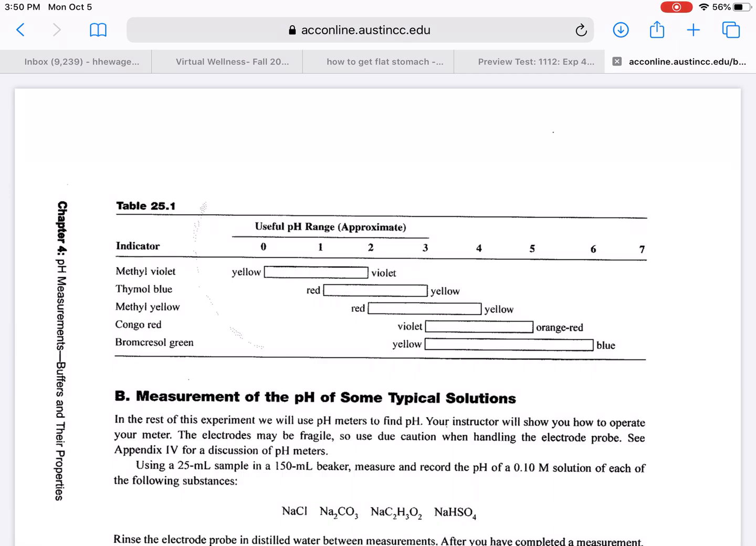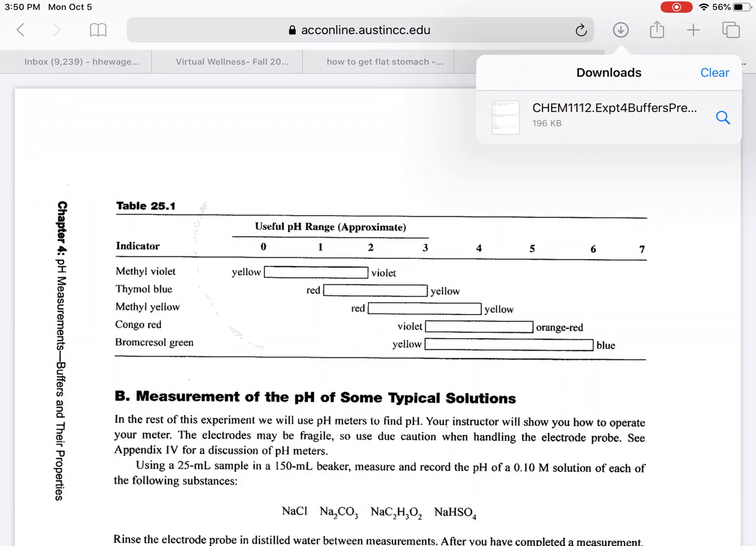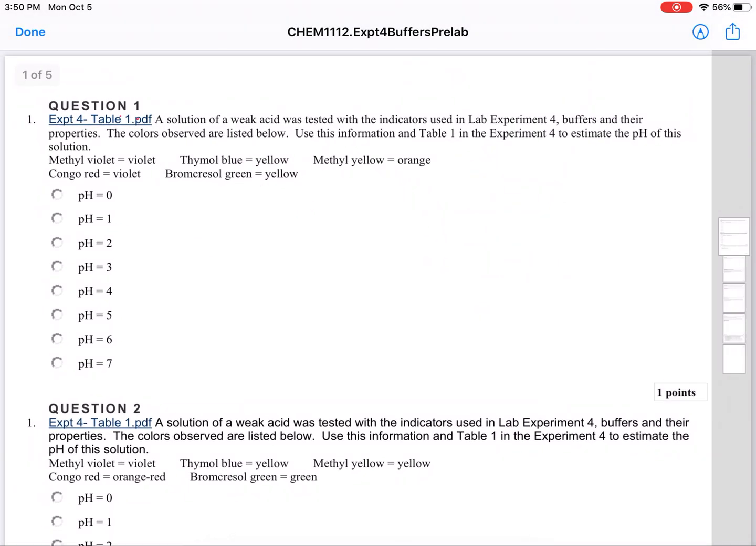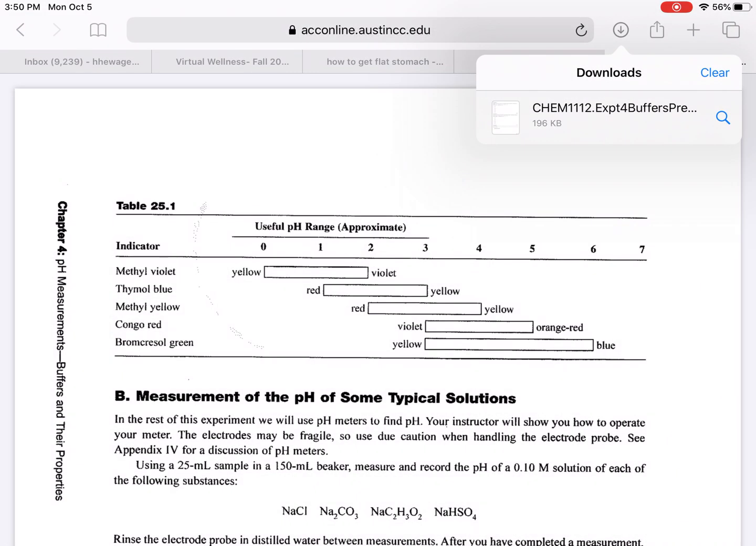Now let's look at our question. With methyl violet, it's violet in color. Thymol blue, yellow in color. Methyl violet, violet in color. So what do you think should be the pH? Is it going to be 0 or 2? Close to 2, right? So we know it is not going to be pH 0 with methyl violet. It's going to be violet in color.